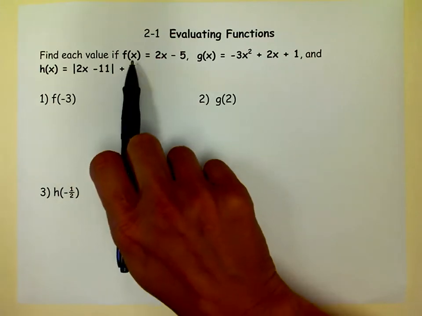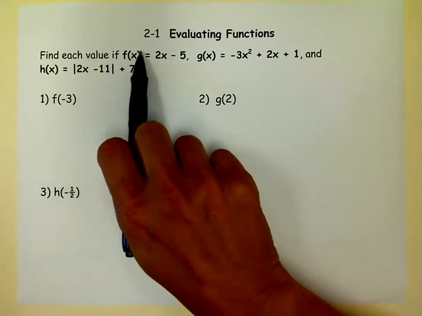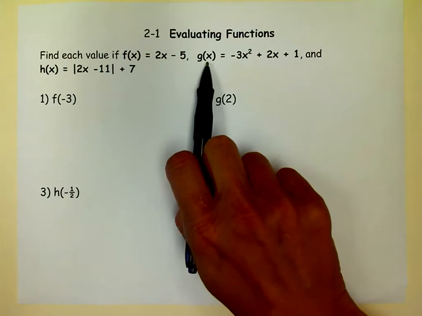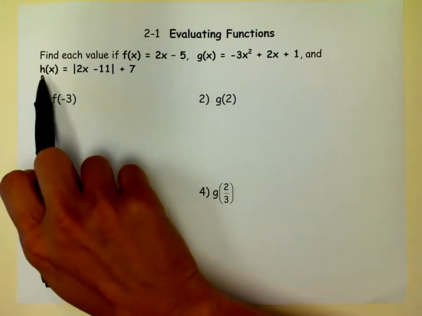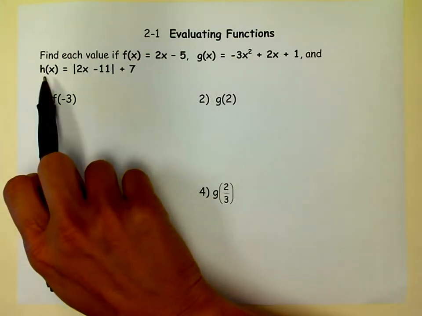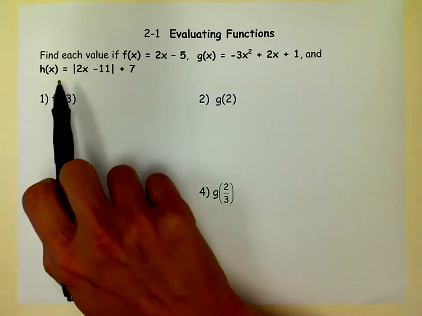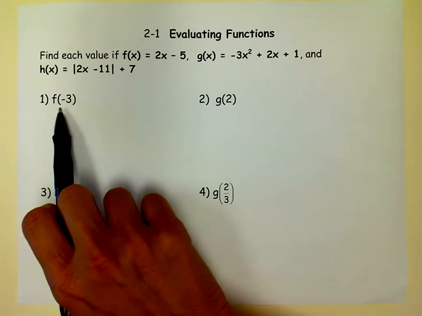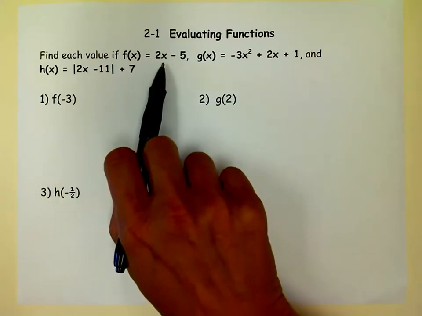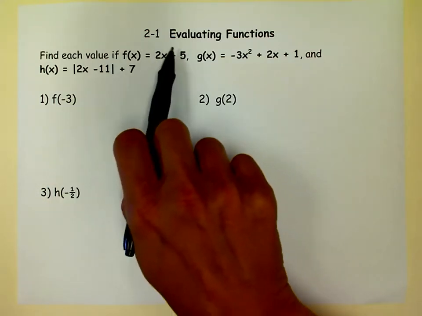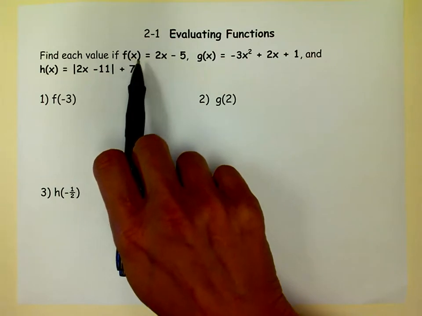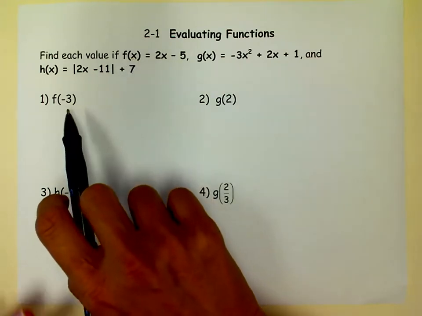So you'll notice that this function is called f of x, that's how we say that, f of x. This one's called g of x, and this one's called h of x. So how we know which function to plug our number in is by that letter. So this says f of -3, so I have to go to the f function, and wherever I see an x, since that says f of x, I'm going to put -3, and then I'm going to simplify.